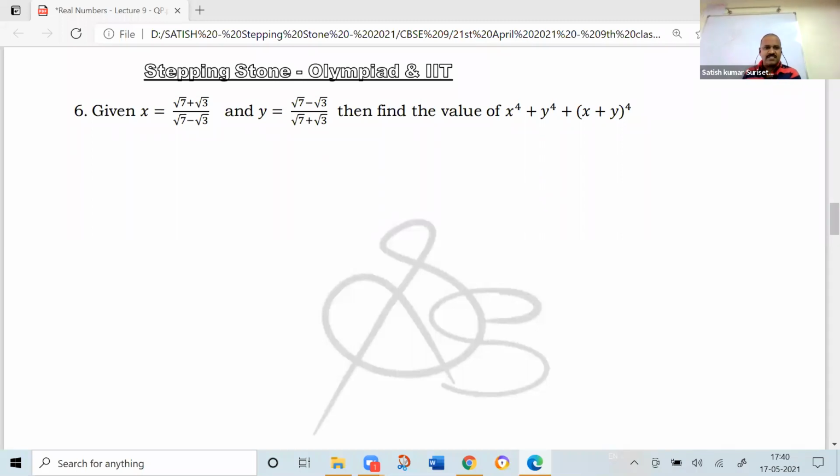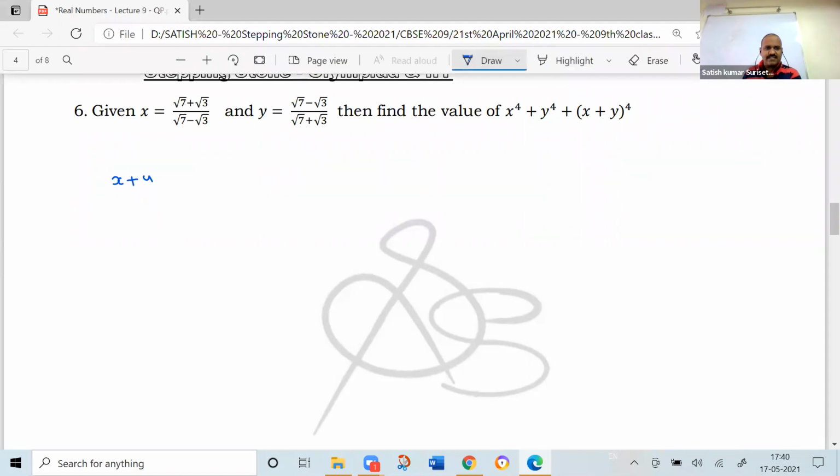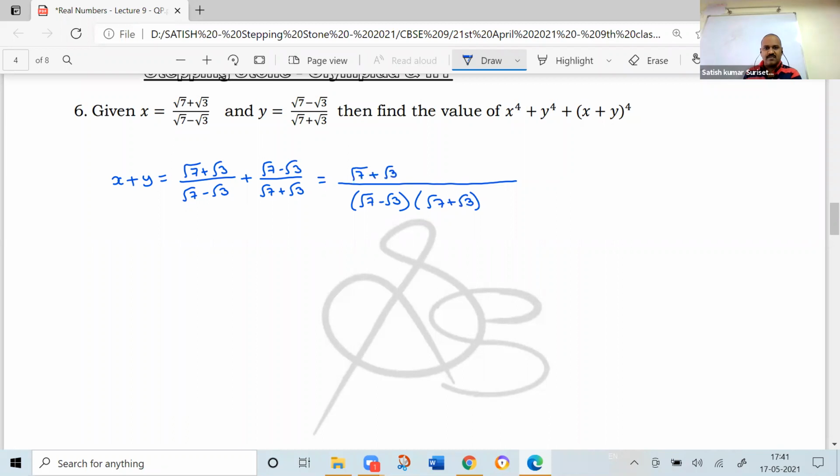So let us calculate first x plus y. X plus y is root 7 plus root 3 upon root 7 minus root 3, plus root 7 minus root 3 upon root 7 plus root 3. Now when I take LCM, the denominator will be root 7 minus root 3 into root 7 plus root 3. So the numerator is root 7 plus root 3 whole square plus root 7 minus root 3 whole square.